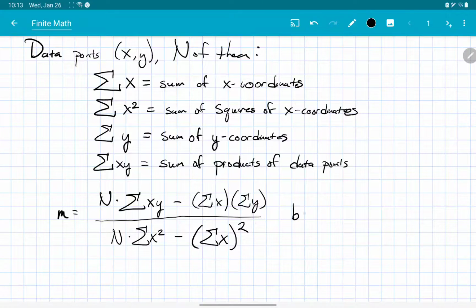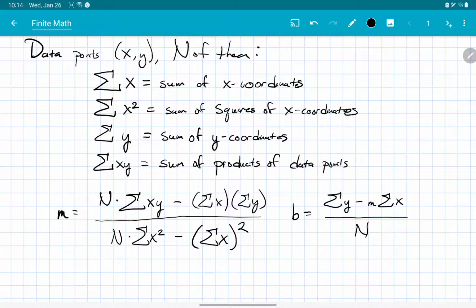And then the intercept, b, is simply given by the sum of y minus m times the sum of x, divided by capital N. So you have to figure out the slope before you figure out the intercept, because as you see, the slope is a term in the formula for the intercept. So you have to do the slope first and then the intercept.